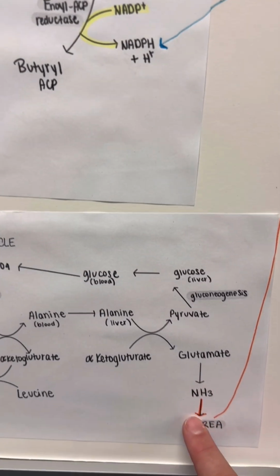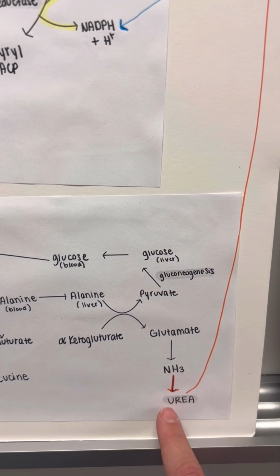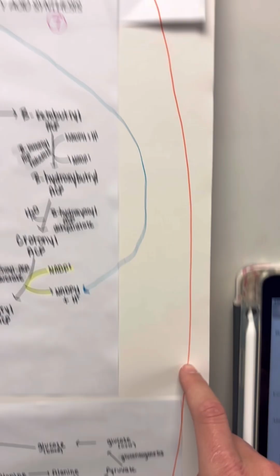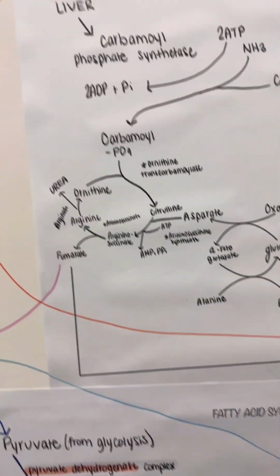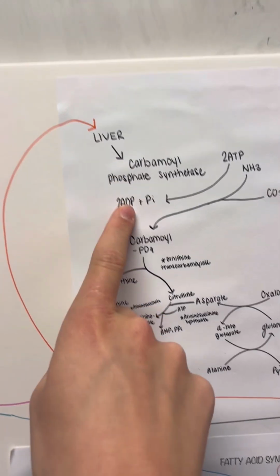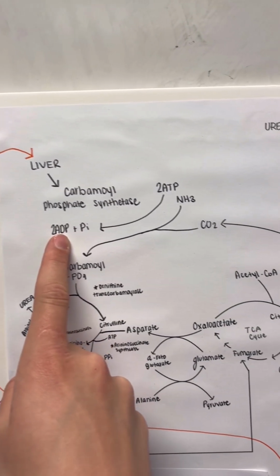Next we have this NH3 here, and as you can see, that is transported to the liver from the urea cycle. So we're going to follow that up to the urea cycle. Here we show the liver.